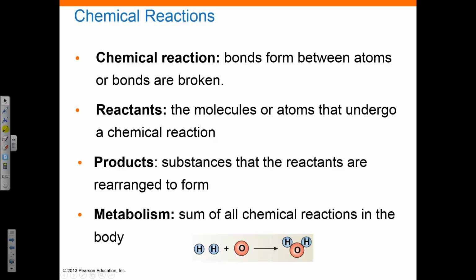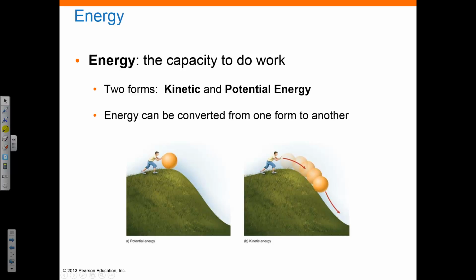Chemical reactions are continuously occurring in the human body. The sum of all these chemical reactions is referred to as metabolism. Energy is important in the human body because the body needs to do work in order to function.